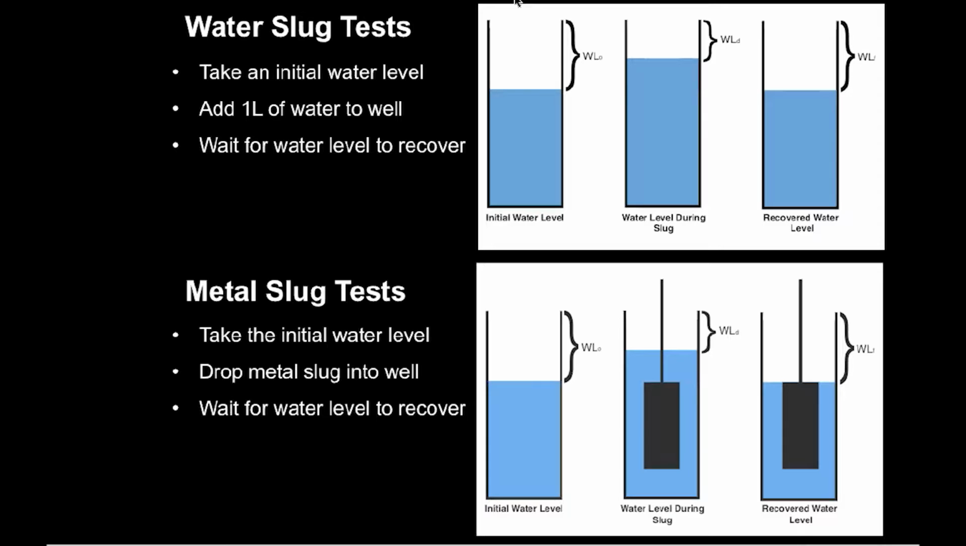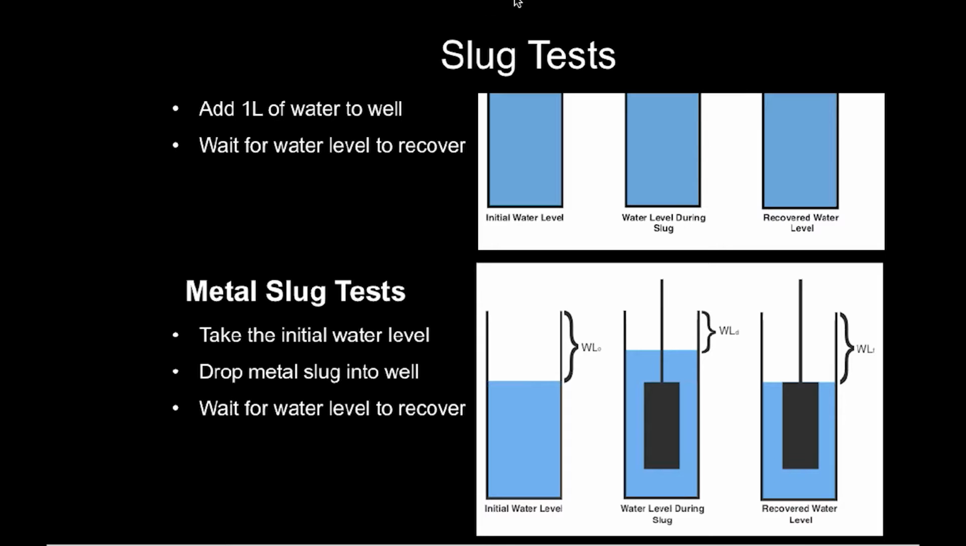You're only displacing water with a metal slug, which is a small metal cylinder, and once again recording the time it takes for the water to recover. This is good because they're smaller in volume. The metal slug that we used was about 35 milliliters. So it takes a smaller amount of time for the water level to recover since you're displacing less water. It's also good if you're in an area that doesn't have a whole lot of abundant water sources around, so you don't have to walk super far to get water to slug the well with. You can just dip that metal slug in there.